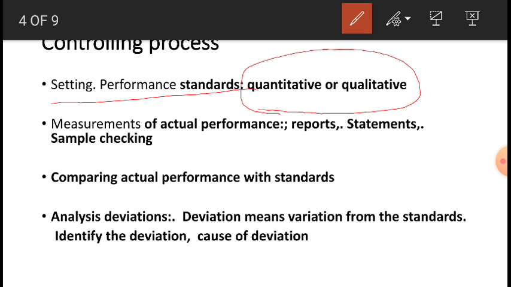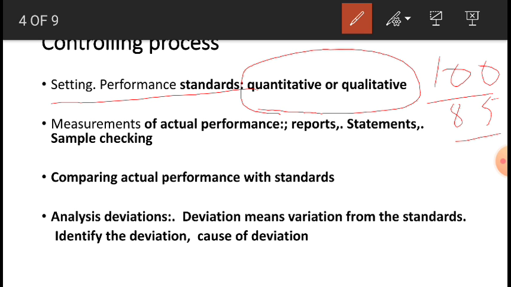Standard is like a criterion against which actual performance will be measured. I will explain the standard again further. Here, quantitative and qualitative standards are set. It can be like revenue to be earned, or how many products have to be sold. For example, at exam time, 100 marks is a standard, and 85 is distinction. So the first step is performance standard setting.